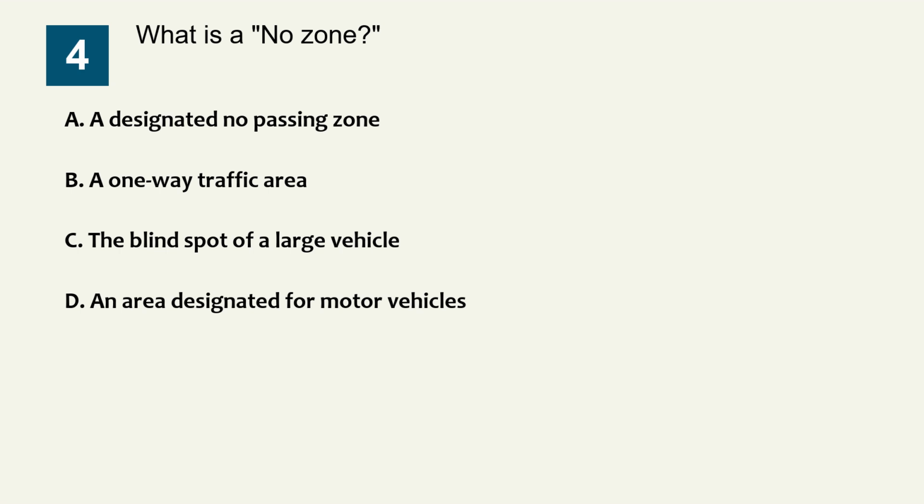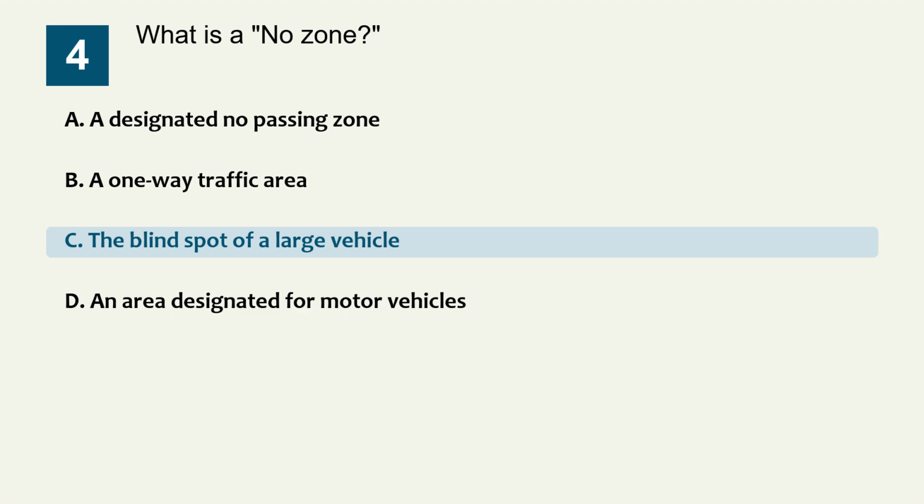Question 4. What is a no zone? Option A. A designated no passing zone. Option B. A one-way traffic area. Option C. The blind spot of a large vehicle. Option D. An area designated for motor vehicles.